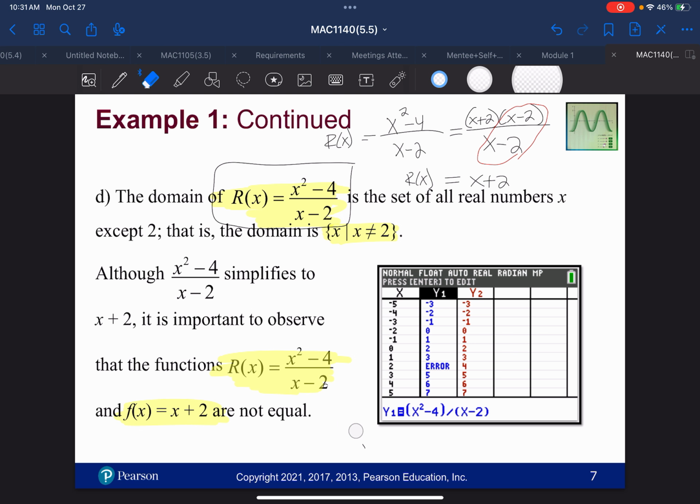So therefore, there will be a hole in the graph at x is equal to 2. It'll actually look exactly like this line of x plus 2, but there will just be a hole in the graph where x is equal to 2, because if I plug 2 in that function, it'll be undefined. But the rest of these values on this table are comparing y1, the rational function, and y2, which is equal to x plus 2. So they have all the same exact output values for each x value except for when x is equal to 2.